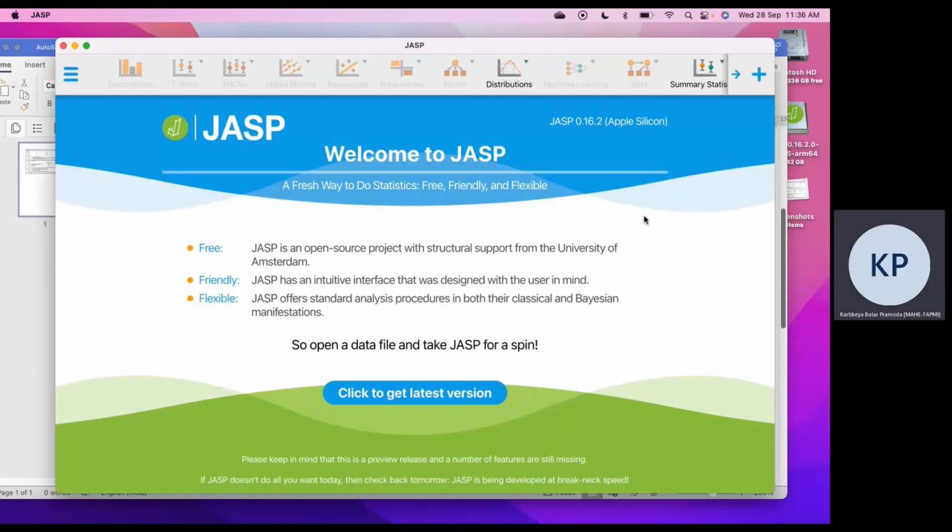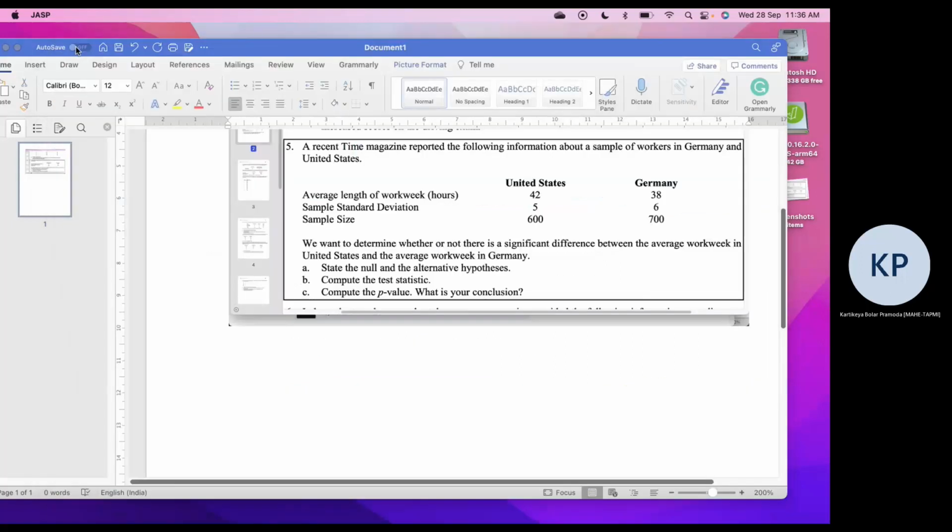Today we are going to see how to carry out an independent sample t-test in JASP. Now let's look at a problem. A recent Time magazine reported the following information about a sample of workers in Germany and United States.